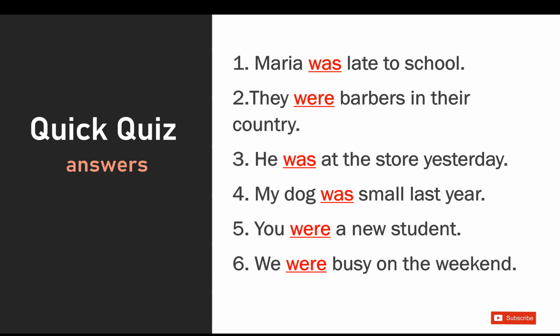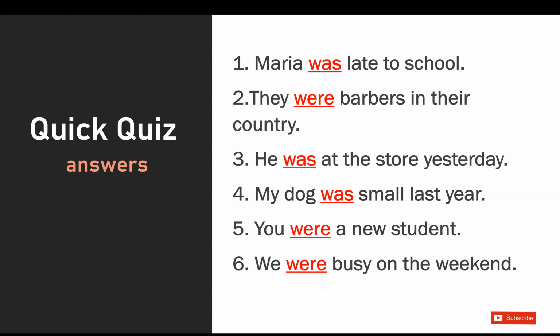Number 1. Maria was late to school. This one is Maria, that's one person. Number 2, they were barbers in their country. Number 2 is 2 people, they. Number 3, he was at the store yesterday. He is one man, so we use was.